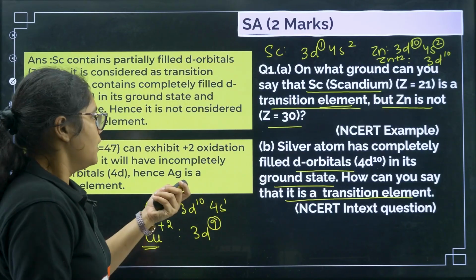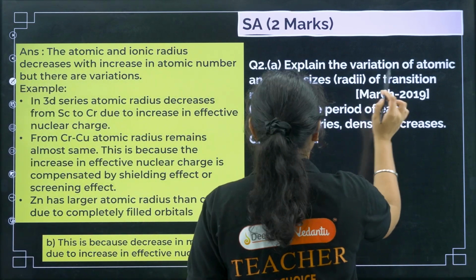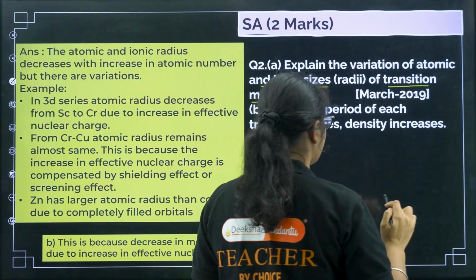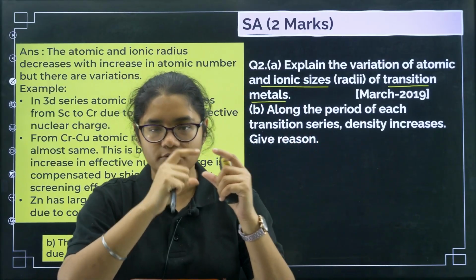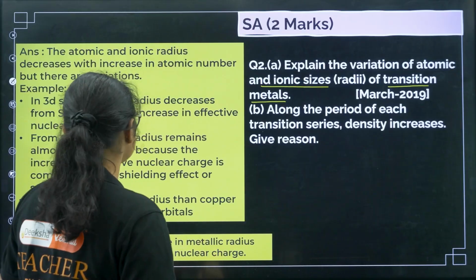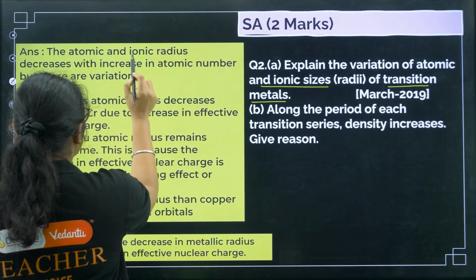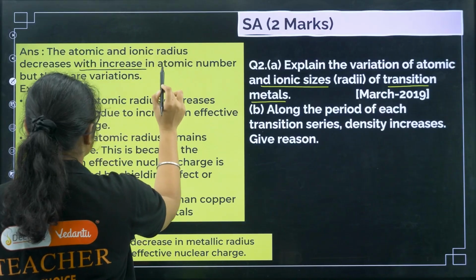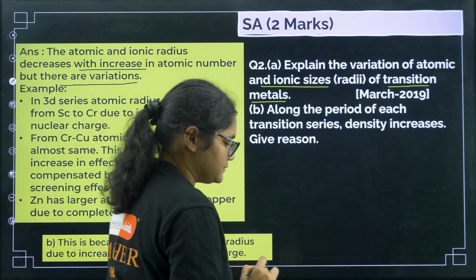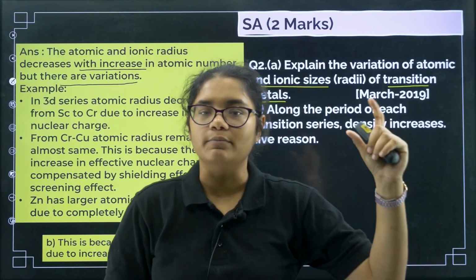Okay, fine. Now let us move towards the second question here. Explain the variation of atomic and ionic sizes of the transition metals. So here you have to tell about the size of the atomic elements. This is a very important question. See the answer carefully. The atomic and ionic radii decrease with the increase in atomic number, but there are variations. Generally it should decrease with the increase in atomic number.